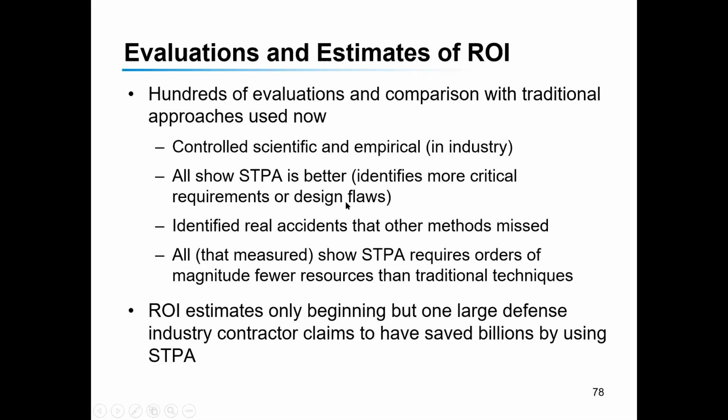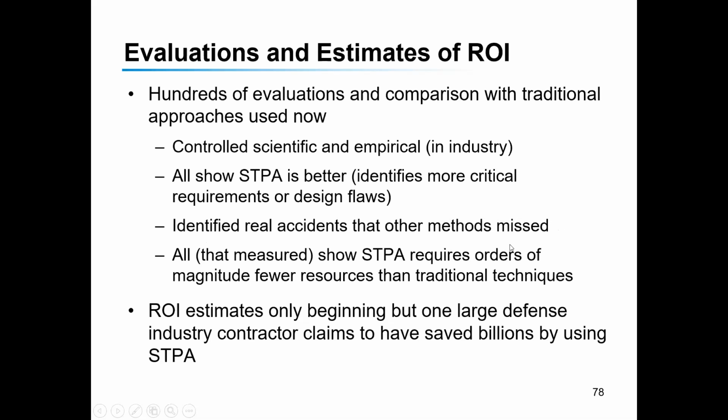It identifies more critical requirements or design flaws. And it identified real accidents that the other methods missed. One of the reasons we've been looking at the accidents involving the reverse thrusters on aircraft is that we found those using STPA on an aircraft design, and we went back and said, has this happened? And it turns out it has. And the reason it's happened is because the standards and the techniques used today can't find those. Only STPA does.